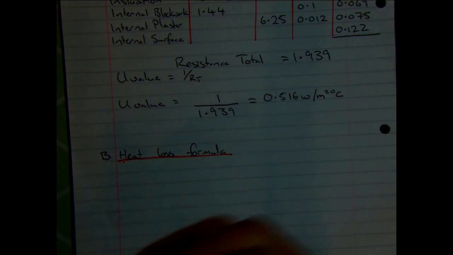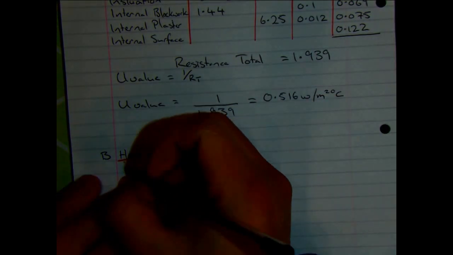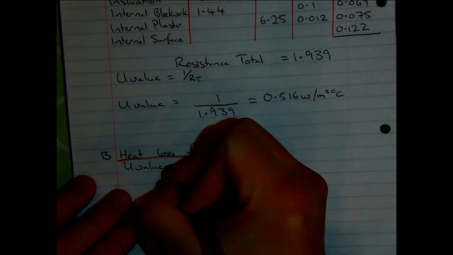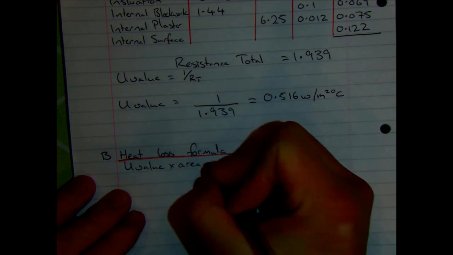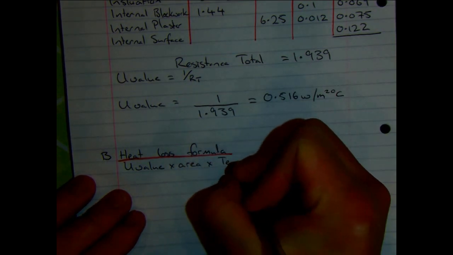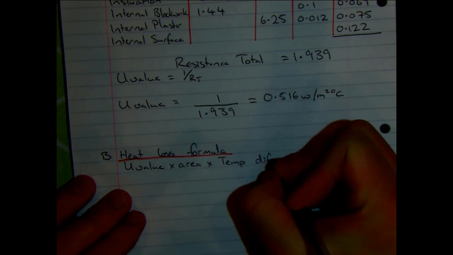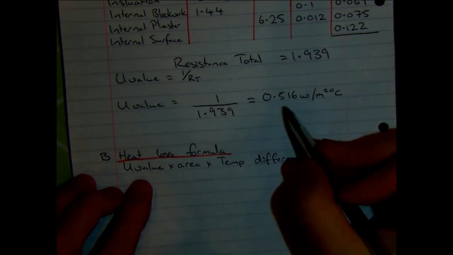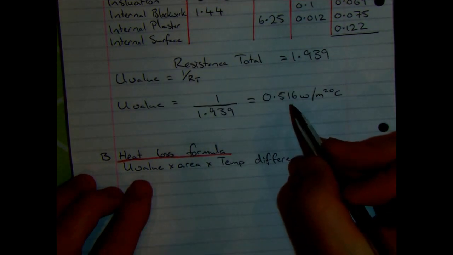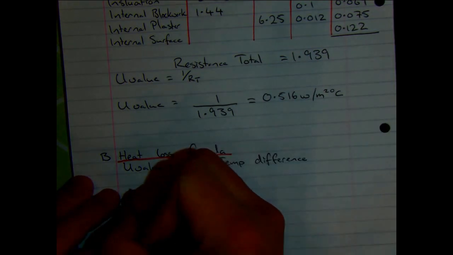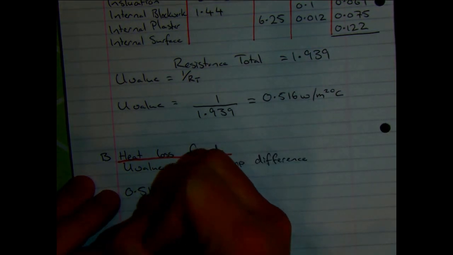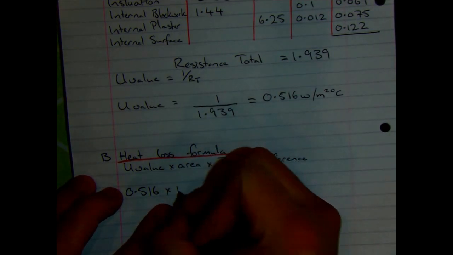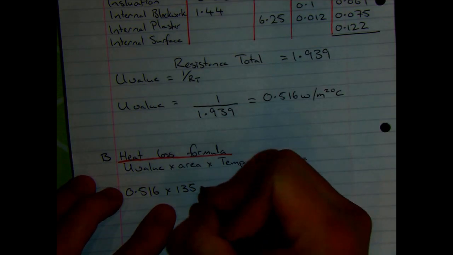So this is equal to our U value multiplied by our area multiplied by our temperature difference. Now, for our U value, we're going to use the U value we got in part A. So it's 0.516. Our area is given to us in the question as 135 metres.